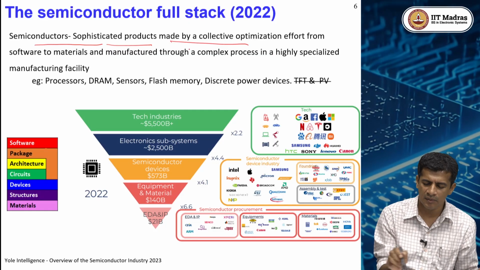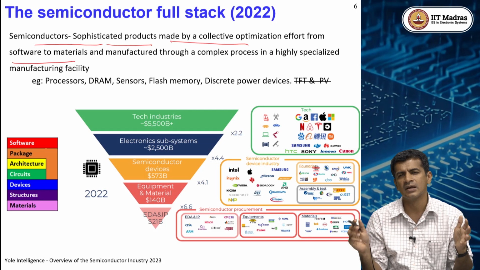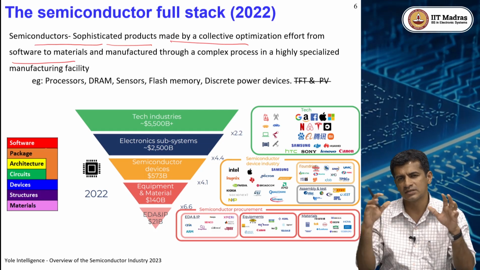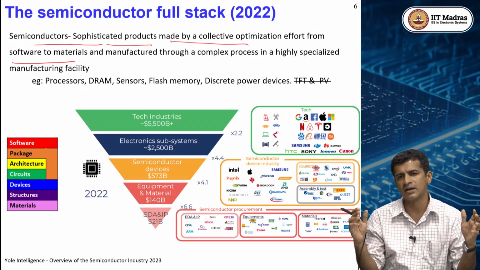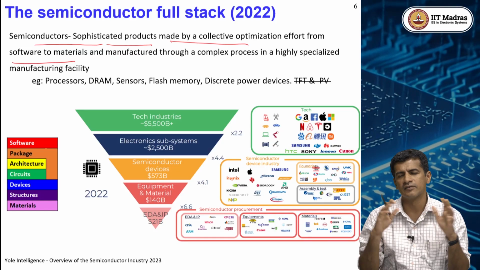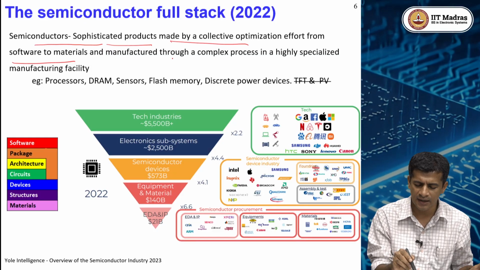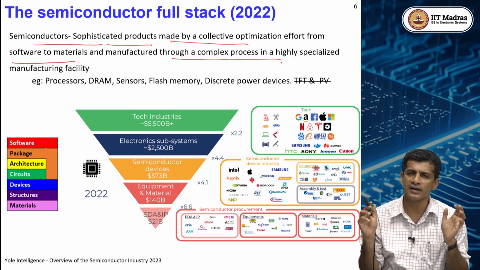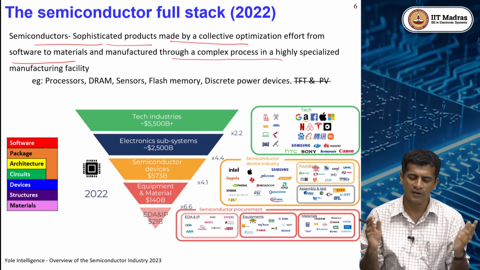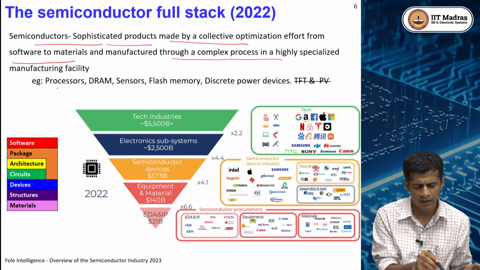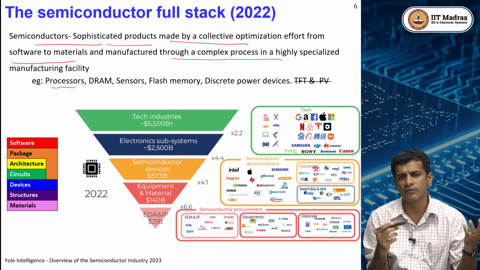So, all the way from software to materials, if you take any chip, there is a lot of optimization effort across design and manufacturing, happening across different companies. People within different companies may be sitting in different geographical locations. It's a complex process. Finally it is made in a highly specialized manufacturing facility, what we call fabs or fabrication plants. Typical semiconductor products are processors, whether for your computing or for your smartphone.